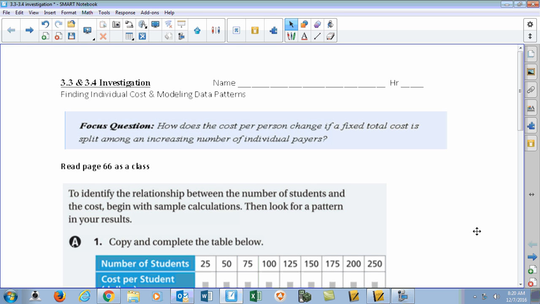So we're focusing on cost. How does the cost per person change if a fixed total cost is split among the increasing number of individual payers? For example, have you ever gone to a pizza place with your friends and ordered a pizza and everyone splits it up evenly? Say there's 8 of you and you get a couple pizzas, it comes out to like $20 or $25, and you have to figure out what everybody owes, right? So that's kind of what we're looking at today.